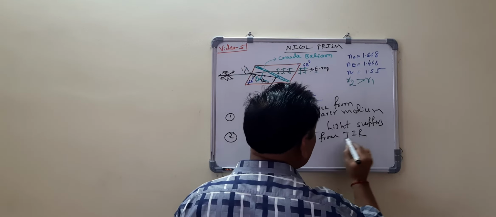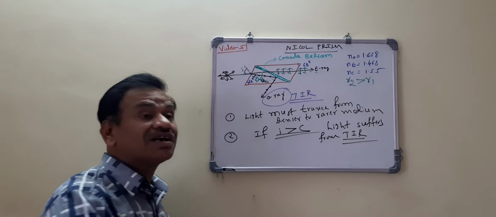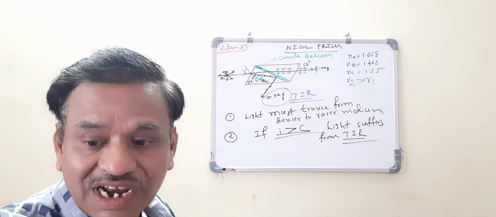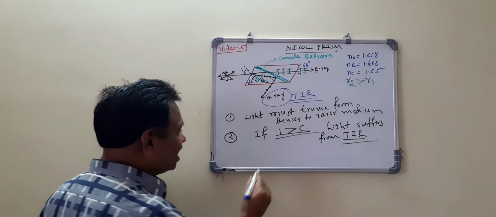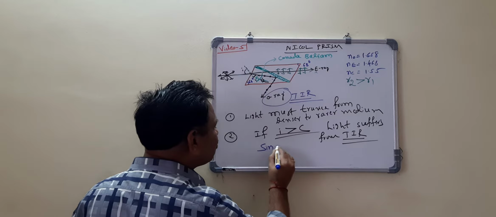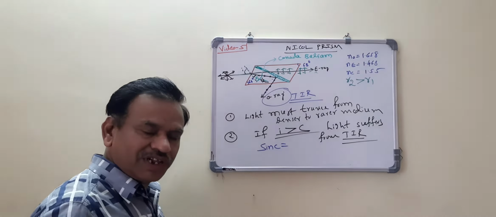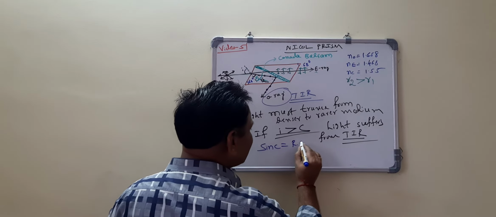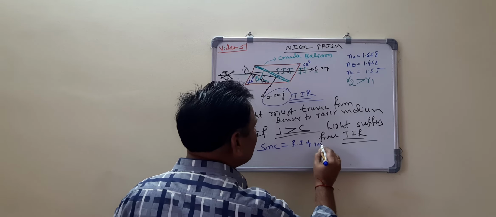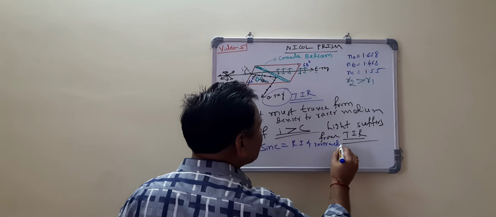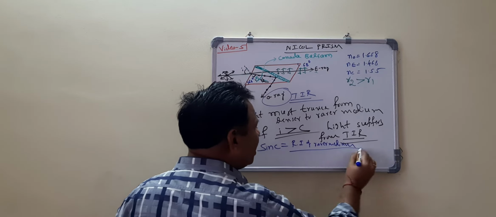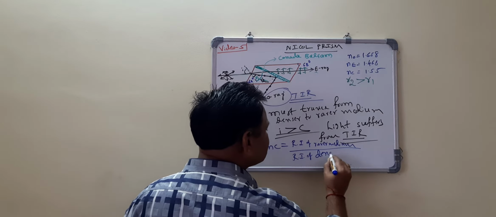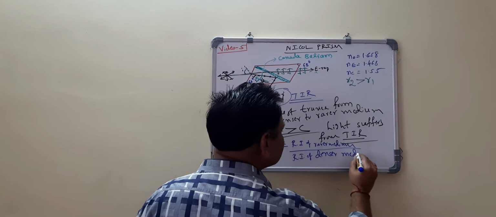total internal reflection. What is the critical angle? We know the formula for the critical angle. The critical angle: sin C equals, recall that equation written in the PU secondary, the refractive index of the rarer medium divided by the refractive index of the denser medium.